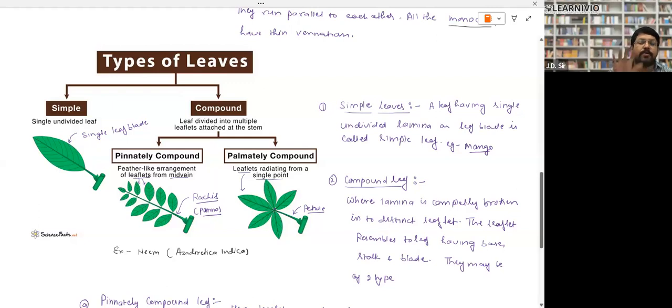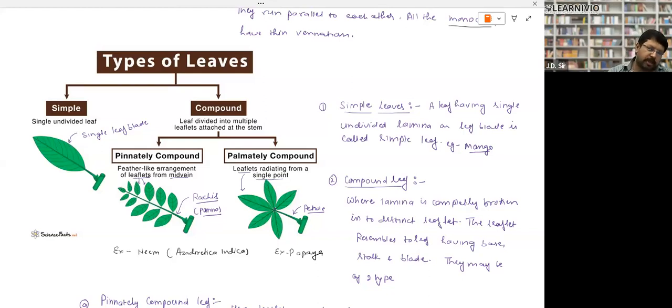Now, palmately compound leaf will be like a palm, right? There is a palm-like structure from a single base, from where every finger is arising. In the same leaf, the leaflets radiate out from a single point, like all the fingers arise from the single point, that is palm. And this is the petiole. Example, palmately compound leaf: papaya.